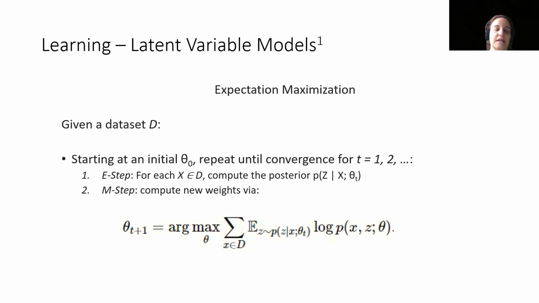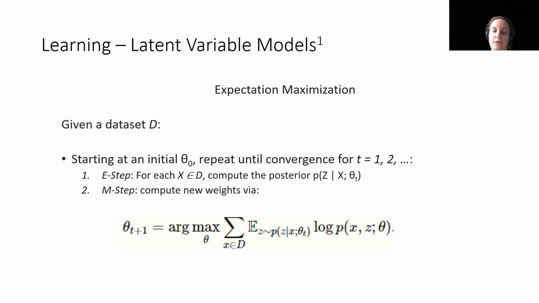Given a data set, we start with some initial values for the parameters, and we repeat the process until convergence, and it's a two-step process. In the first step, we compute the posterior of the latent variables, assuming that we know x and theta, where theta is the parameters, x is the training data, and theta is the initial or intermediate estimates of these parameters.